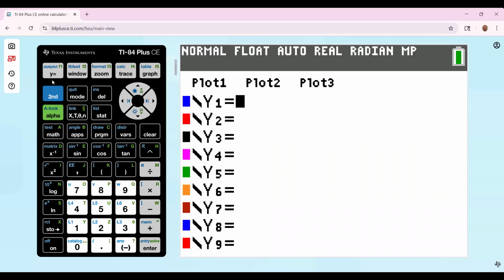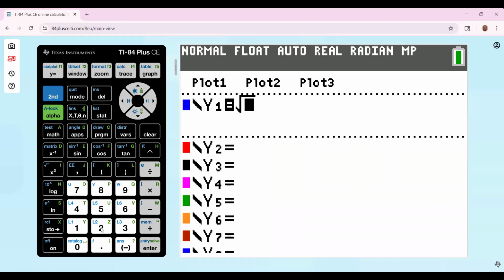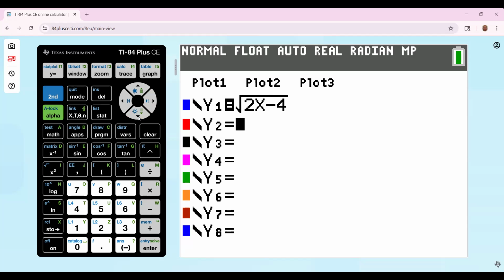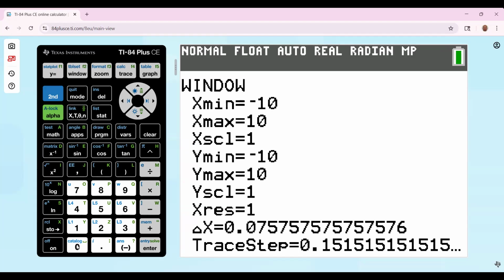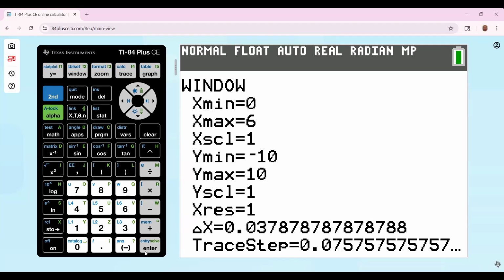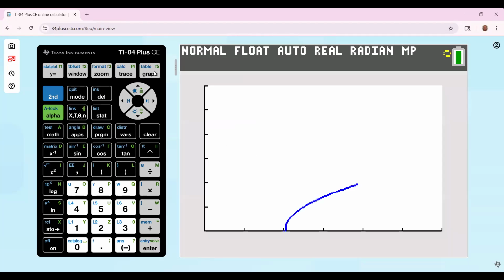So what do we have? Well, we're supposed to have the square root of 2x minus 4. And then on the next one, we were supposed to have the square root of x, and then we were supposed to take a minus 1 divided by 6. Now let's go from maybe 0 to 6 and 0 to 6, and we'll see what we get.